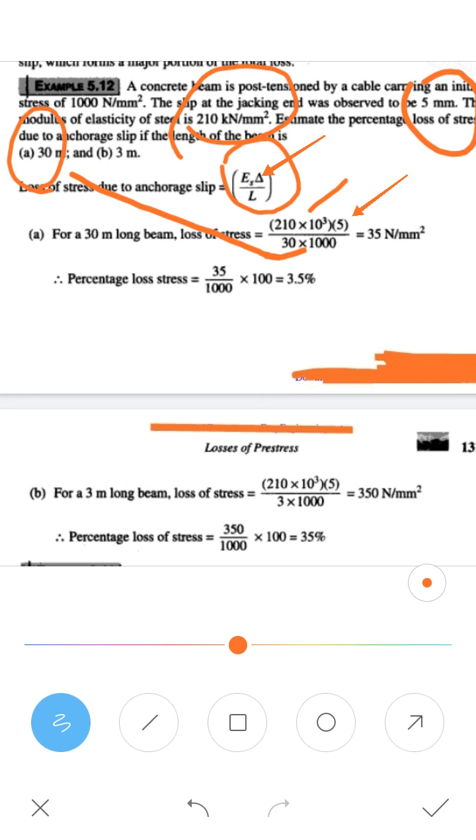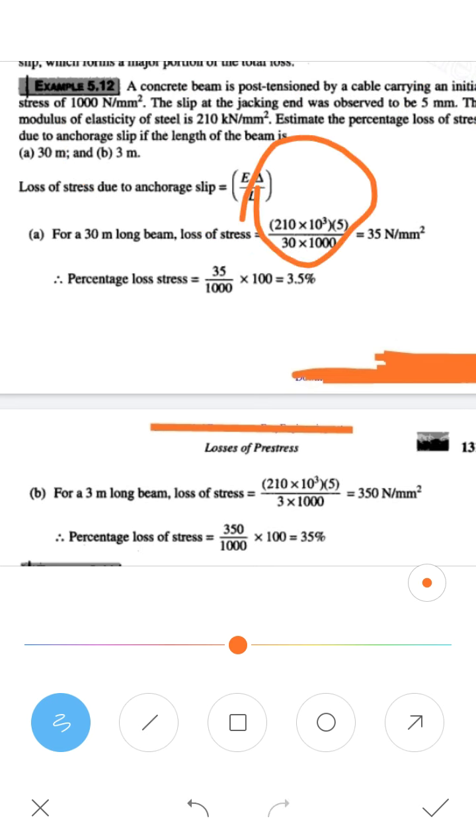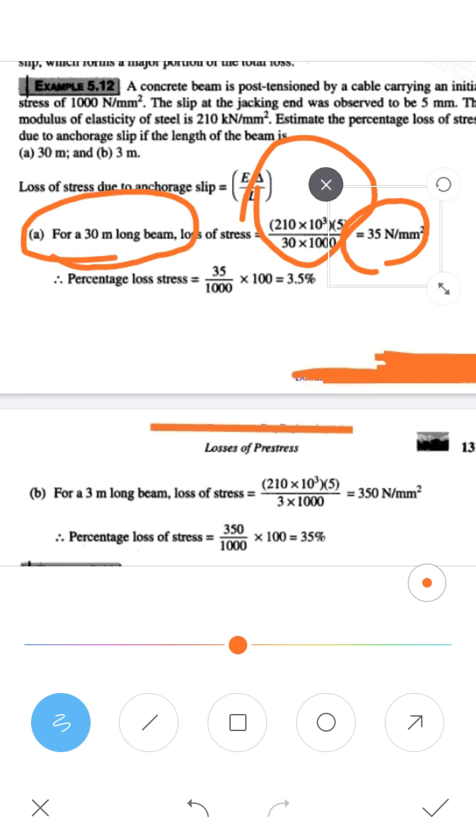So by multiplying by 1000, that will be converted into millimeter. Okay. So finally, if you calculate this value, you will get around 35 newton per mm square. So this is the loss of stress due to the anchorage slip that you have got for the 30-meter long beam. Okay, this is the loss you got.